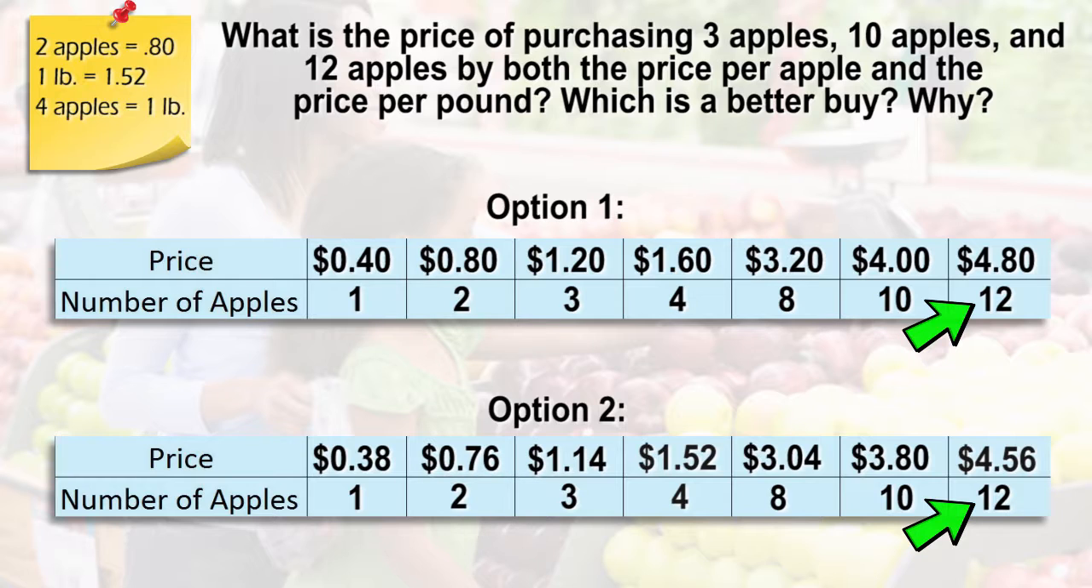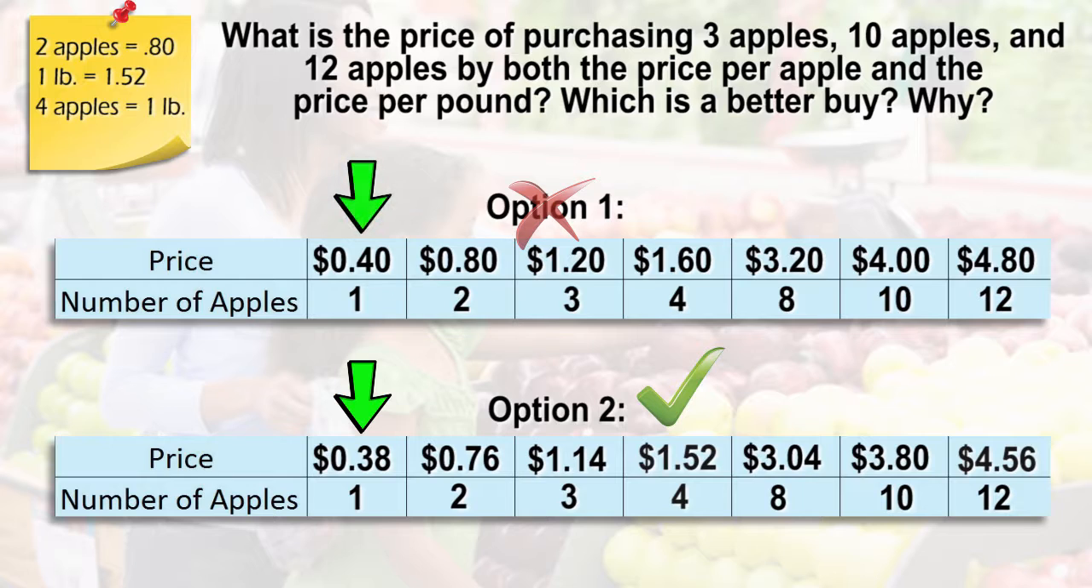Option 2 is a better buy because the initial unit rate of 38 cents per apple is less than the unit rate for option 1 of 40 cents per apple. Therefore, every multiple amount of apples will be cheaper.